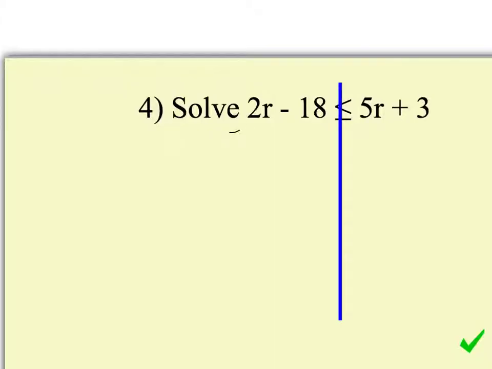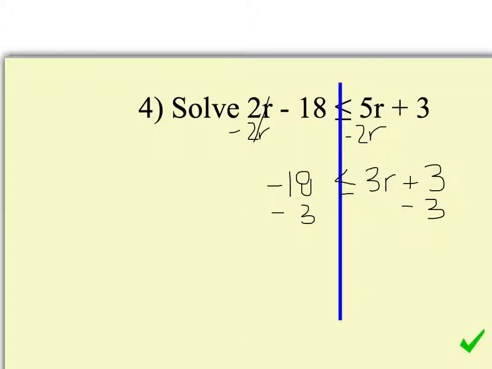So for this one, I would subtract 2r from both sides. Over here we have negative 18 less than or equal to 3r plus 3. Subtract 3 from both sides. So I have negative 21 is less than or equal to 3r. Then I divide by 3. So negative 7 is less than or equal to r.